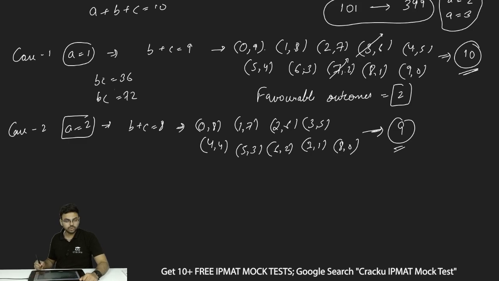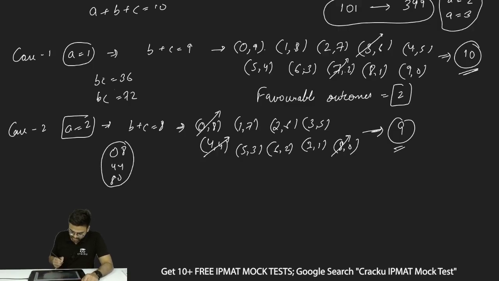Now what are the favorable outcomes? Again we have to choose the values of B and C such that BC is divisible by 4. If I choose B as 0, C as 8, 08 is divisible by 4. Then we have 4, 4, again divisible by 4. If we choose BC as 8, 0, 80 is also divisible by 4. These are the 3 numbers which are divisible by 4, and thus favorable outcomes will be 3.